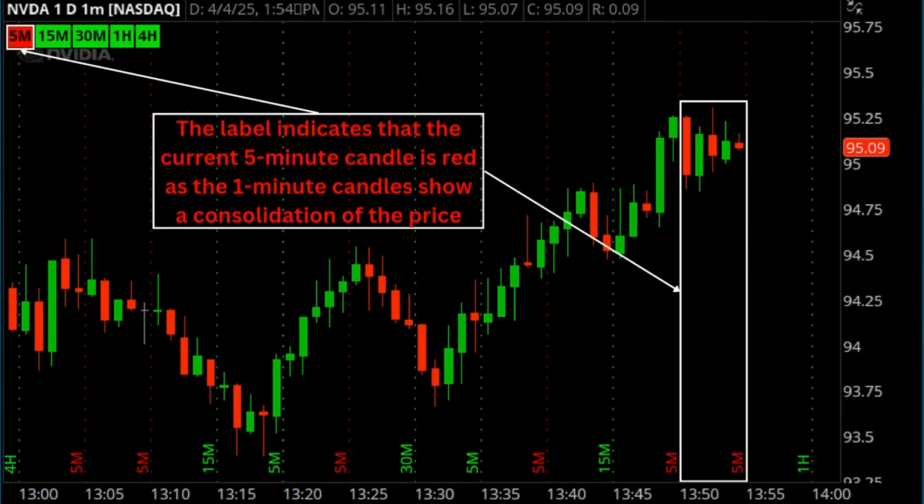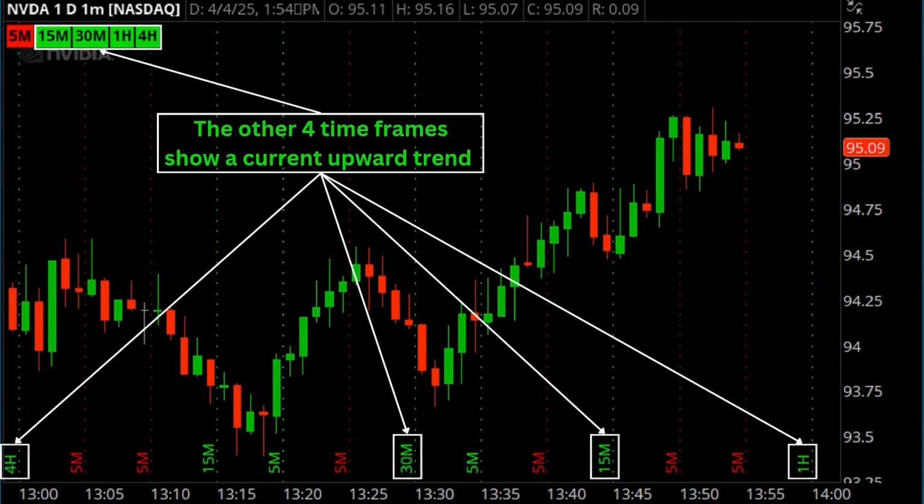Both the red label and the red vertical lines confirm the price is closing lower than it opened within this time frame. The view of the 1-minute candles confirms consolidation, showing indecision or pressure that may result in a strong price movement. Meanwhile, the remaining time frames, 15-minute, 30-minute, 1-hour and 4-hour, all show bullish momentum. These upward trends are aligned across broader segments of market activity, reinforcing directional conviction even as the shorter-term view pauses or pulls back.